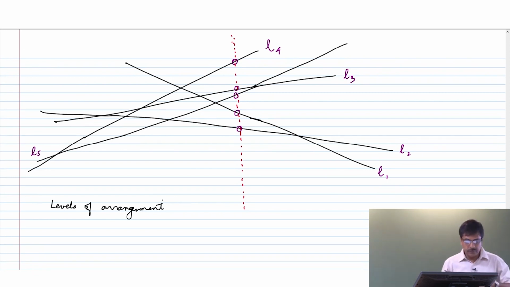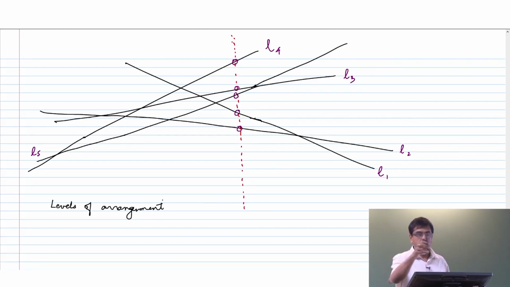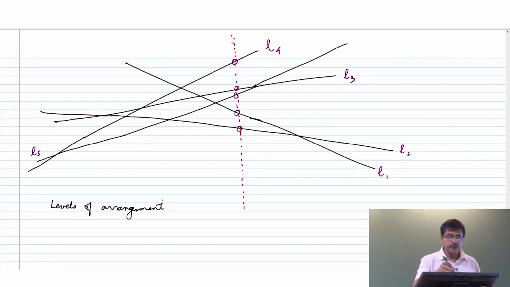What do I mean by the levels? Okay. So, if I keep moving this line horizontally, the intersection points will change, but at any fixed x axis there will be 5 intersections, unless I am at the intersection point. Now, the part of this plane, this is the plane, that lies below k minus 1 lines, that is called the kth level.